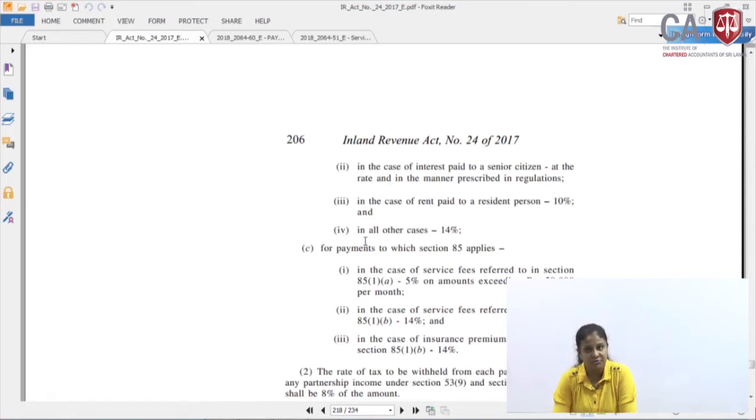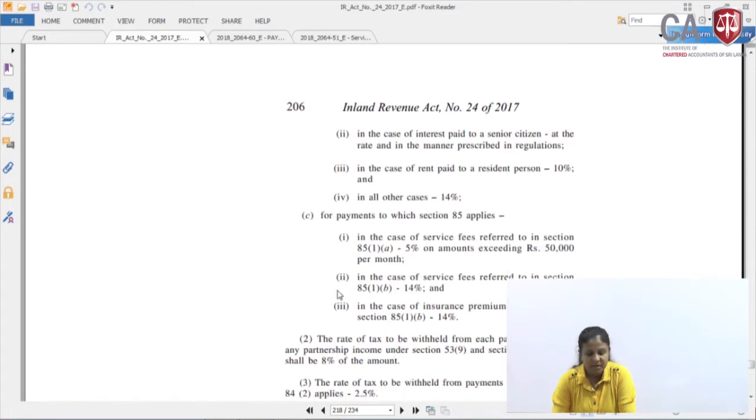Section 85 applies for service fee, not the investment returns, it is service fee. For payment to which section 85 applies, in the case of service fees referred to in section 85 1A, which is for resident individuals, but I need to come to these two. Roman 2, in the case of service fees referred to in section 85 1B, it's 14%. In 85 1B, it is given as any service fee.